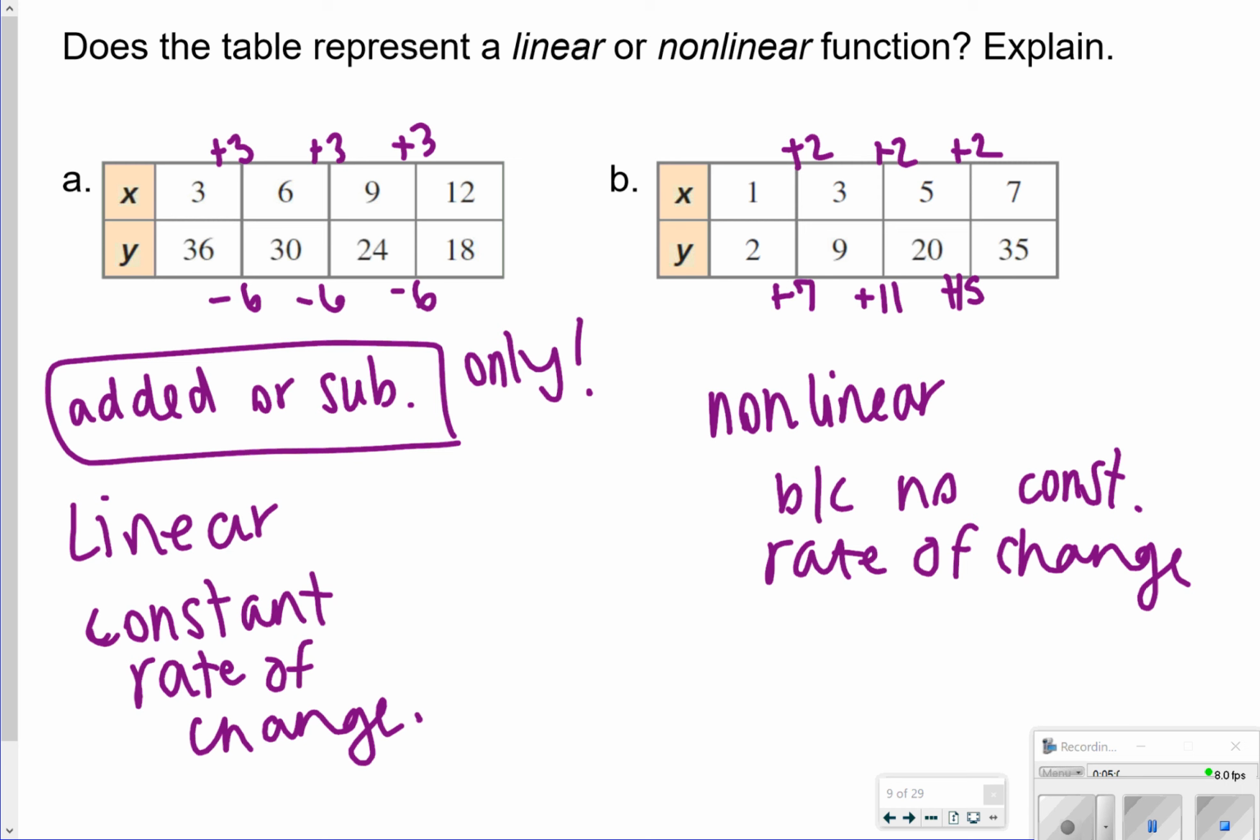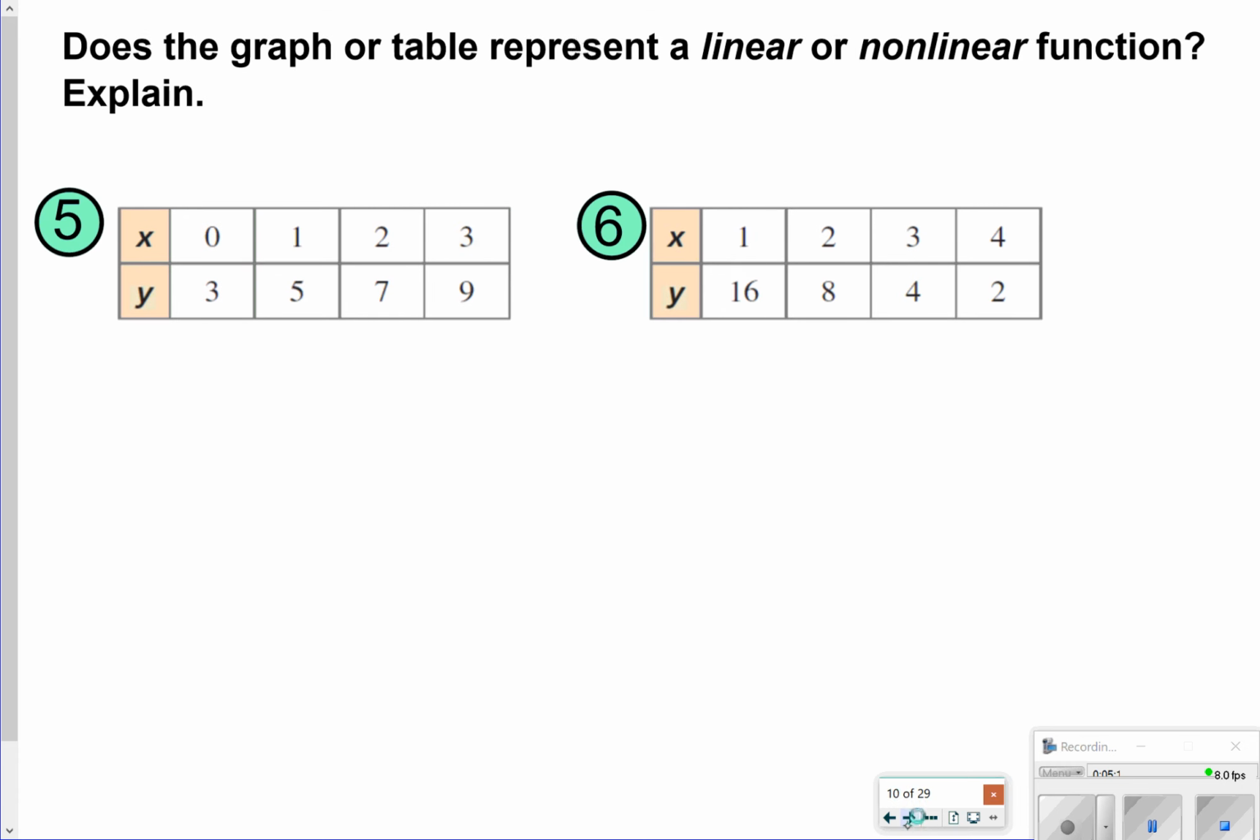If it was multiplying or dividing, that would not be considered a linear function. Okay, so only addition or subtraction for there. So here are two that you're going to try. Let's go ahead and pause the video so you can try 5 and 6. And once you're done, click play to check your work.